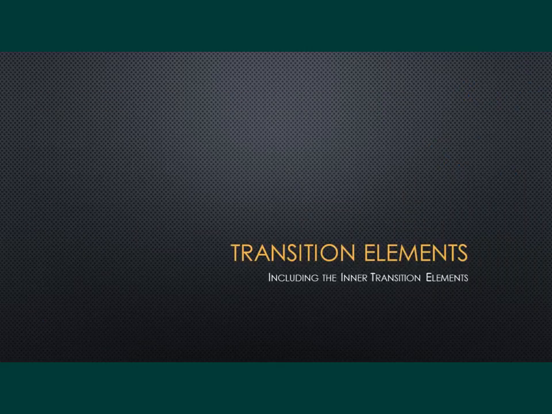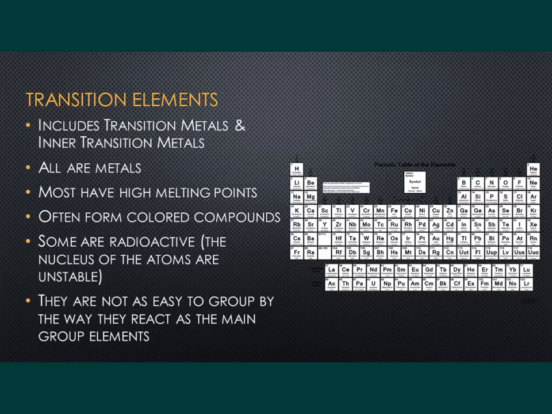We finished with the main group elements. Now we're going to look at the transition elements, including the inner transition elements. You'll see me write transition elements and sometimes write transition metals. I use those interchangeably. Is that correct? I have no idea. I grew up calling them transition metals. Your book calls them transition elements. I think technically both are correct because all of them are metals.